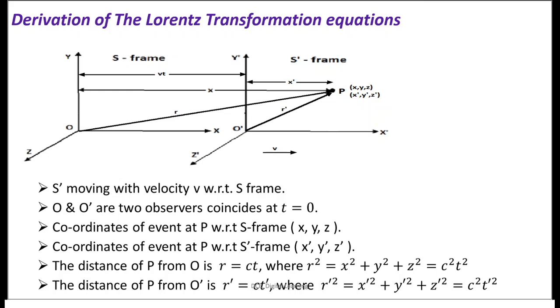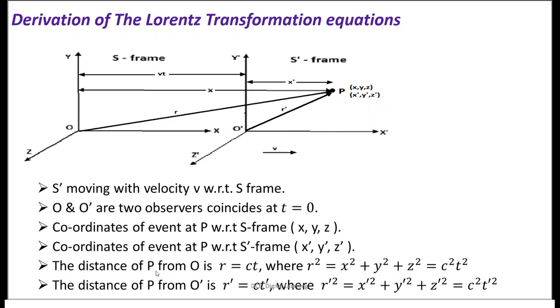So some of the things we have with this picture are: S prime frame is moving with velocity v with respect to S. O and O prime are two observers who coincide at t equal to 0. The coordinates of the event at P with respect to S frame are x, y, z, and with respect to S prime frame are x prime, y prime and z prime.